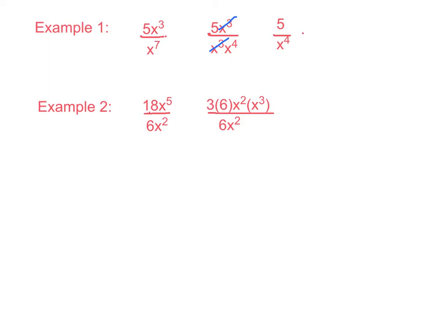Well, if we look at this, we can cancel out 6x squared because it appears in both the numerator and the denominator. So if we cancel out the 6 and cancel out the x squared, our answer comes out to be simply 3x cubed. Okay, so here's a couple examples using the laws of exponents, how we can simplify rational expressions.